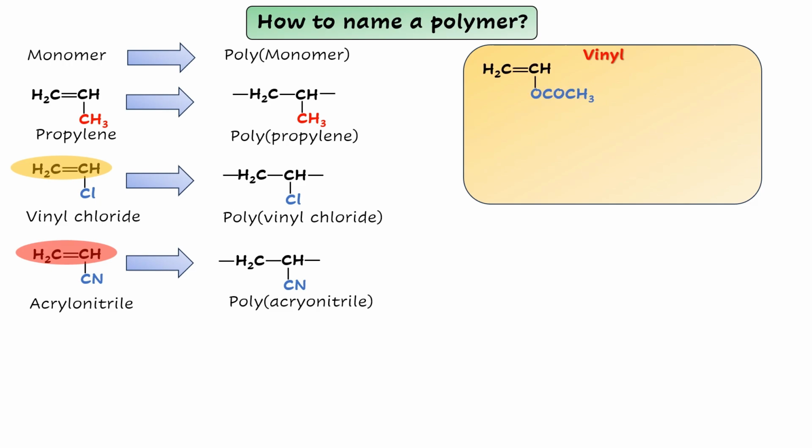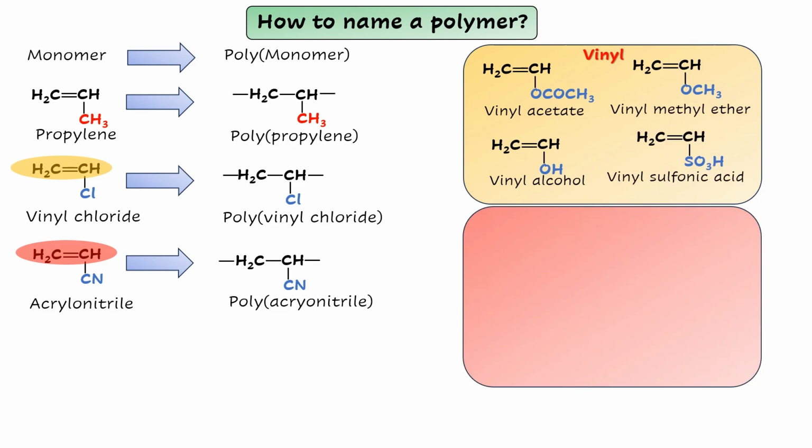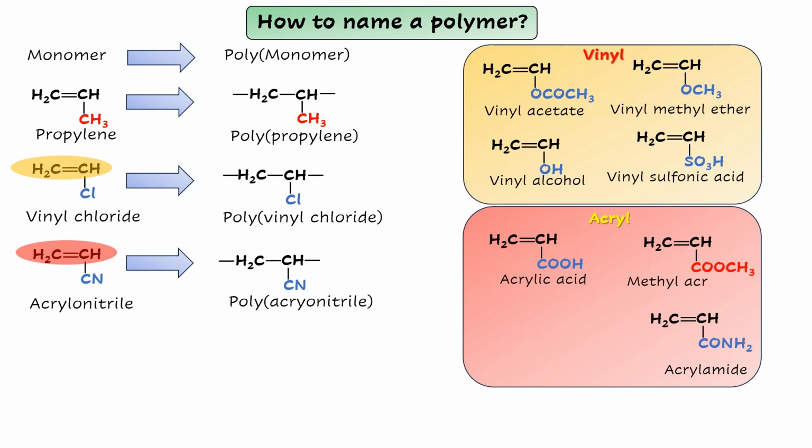Here are some more examples of molecules containing vinyl group. These are vinyl acetate, vinyl alcohol, vinyl methyl ether, and vinyl sulfonic acid. The examples of acryl group containing monomers include acrylic acid, acrylamide, methyl acrylate, methyl methacrylate. As I told you before, the name of polymer is obtained by just adding the prefix poly to the name of the monomer. Following this way, the names of polymers from these monomers will be polyvinyl acetate, polyvinyl alcohol, polyvinyl methyl ether, and so on.